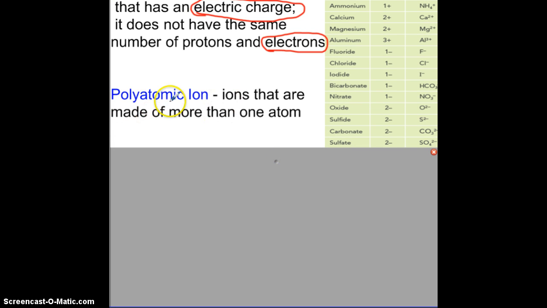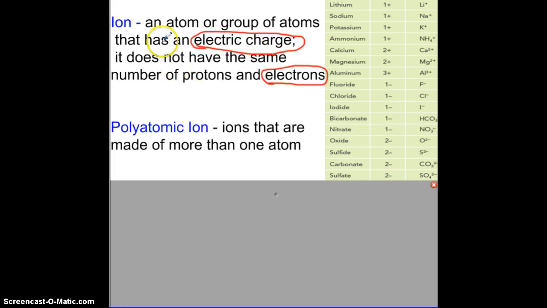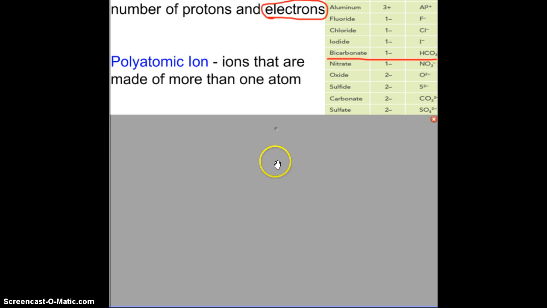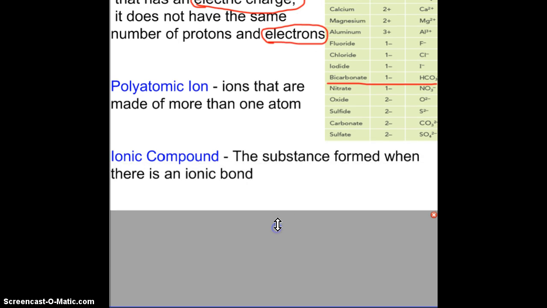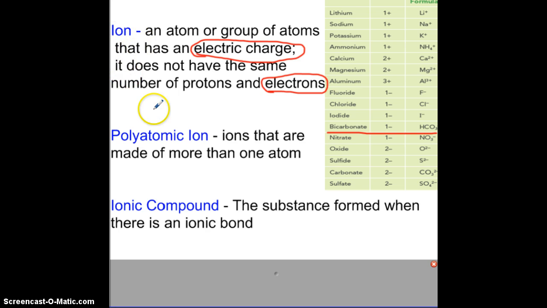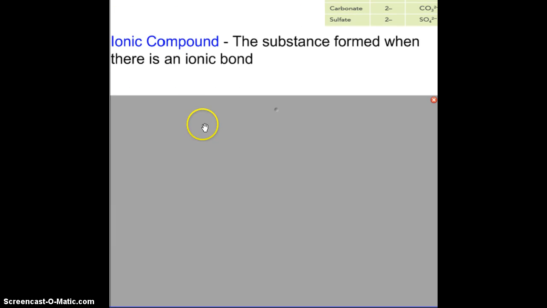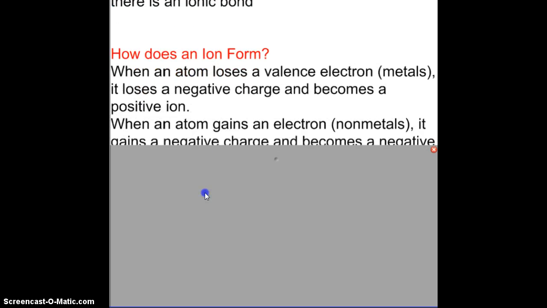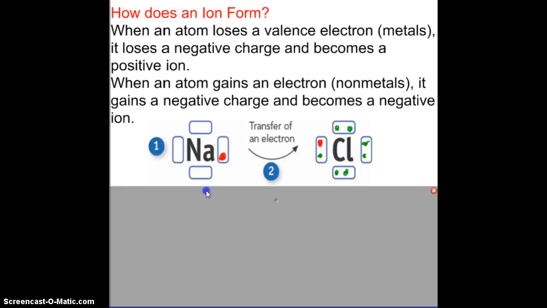Polyatomic ions, again, are ions, just more than one. An example over here is bicarbonate, HCO3. That is 3 elements, so that's more than one, and that's what we call a polyatomic ion. Then we said when ions come together, they form brand new things called ionic compounds. Okay?